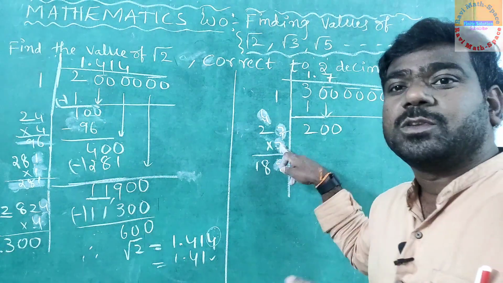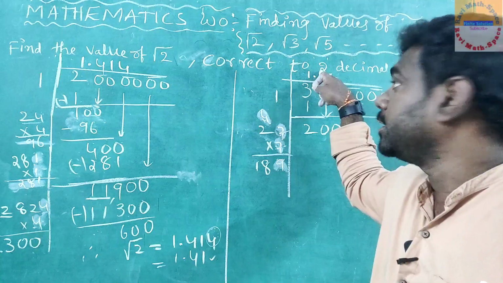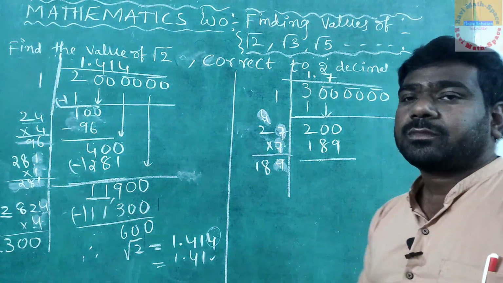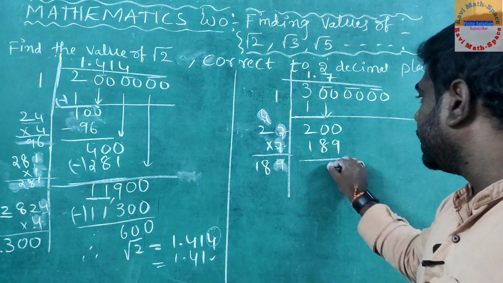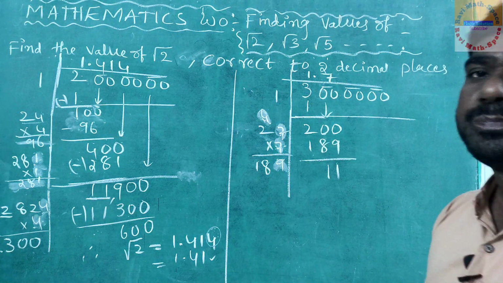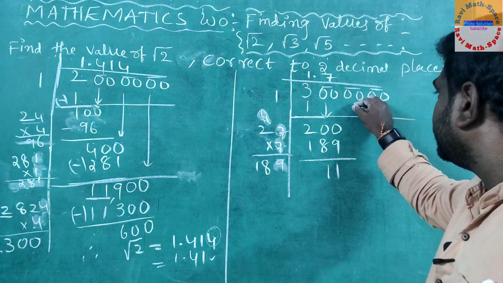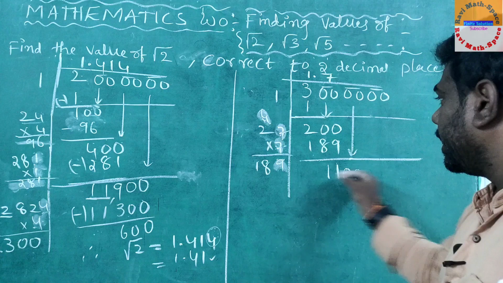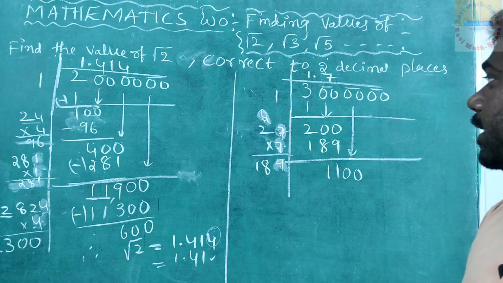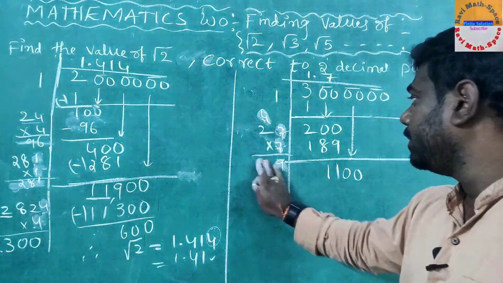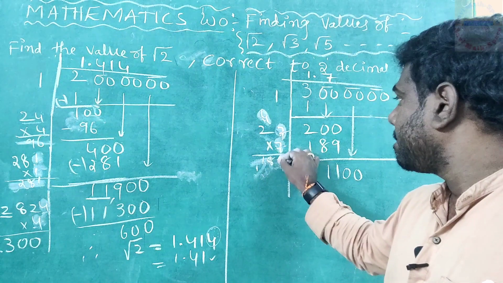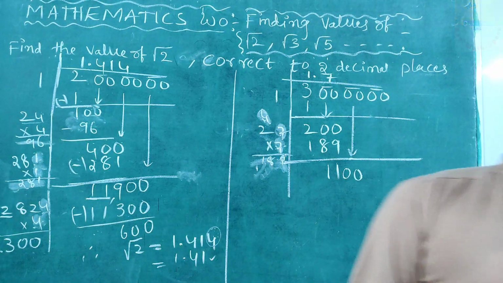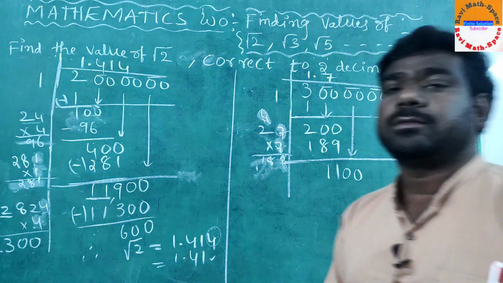Now here we have to write 7 in the quotient. Whichever square is suitable, that you write in the quotient. Now 189. Now subtract here. So 200 minus 189 is equal to 11. Again one more pair bring down. So 1100 came. So 1100 is the new dividend. So again we want what it is?